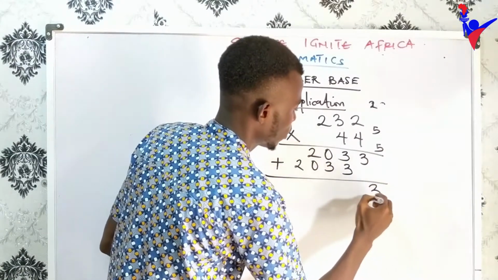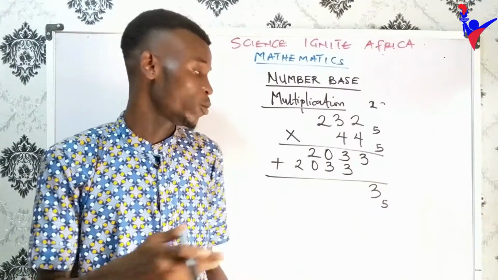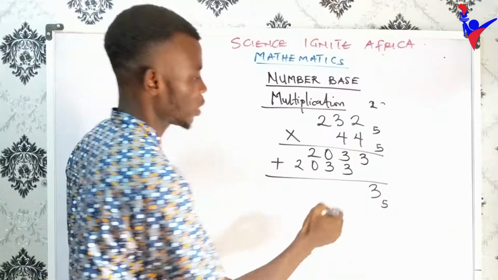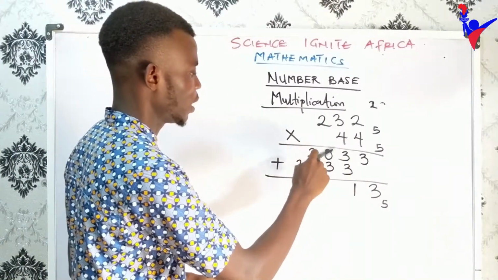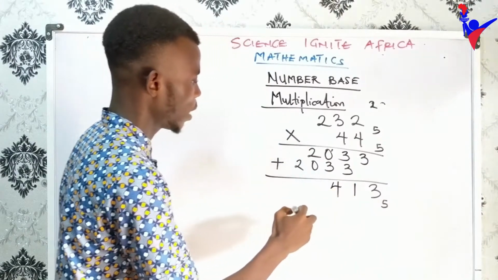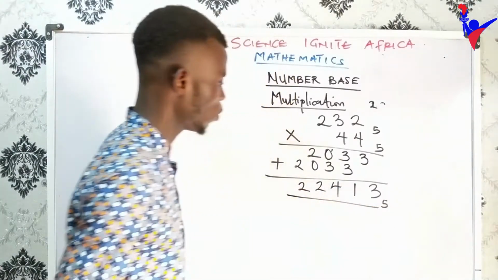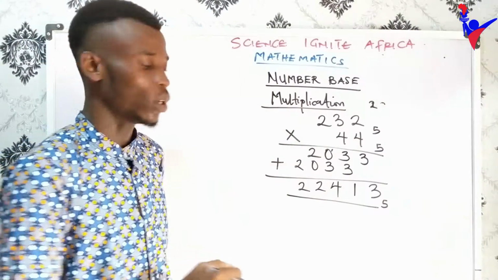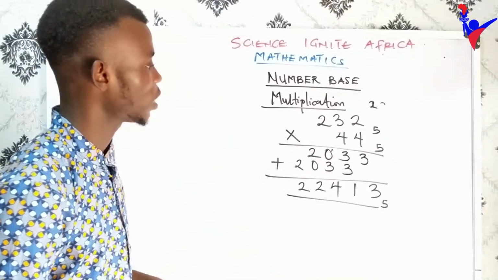Then 3 is coming first. Then we have this. 3 plus 3 is 6. We can write 6. So 5 in 6 will be 1 remainder 1. Then we have 1 here. 1 plus 0 is 1. 1 plus 3 is 4. 4 is still visible. Then we have 2, then we have 2. So this now, we have 22413 base 5. Let me have the last example on multiplication.